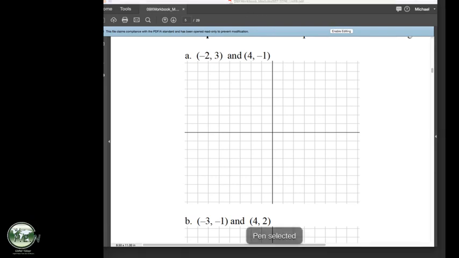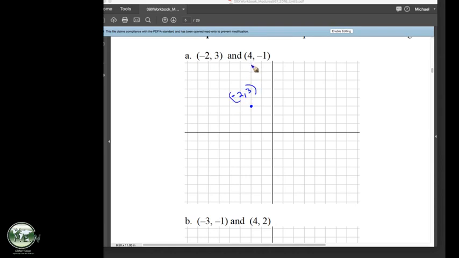So let's see. What color should we use? How about blue? Is that okay? So where's -2, 3? We start at 0, 0, go -2, and up 3. Is that correct? Okay, so there's the one point. We'll go ahead and label it -2, 3.